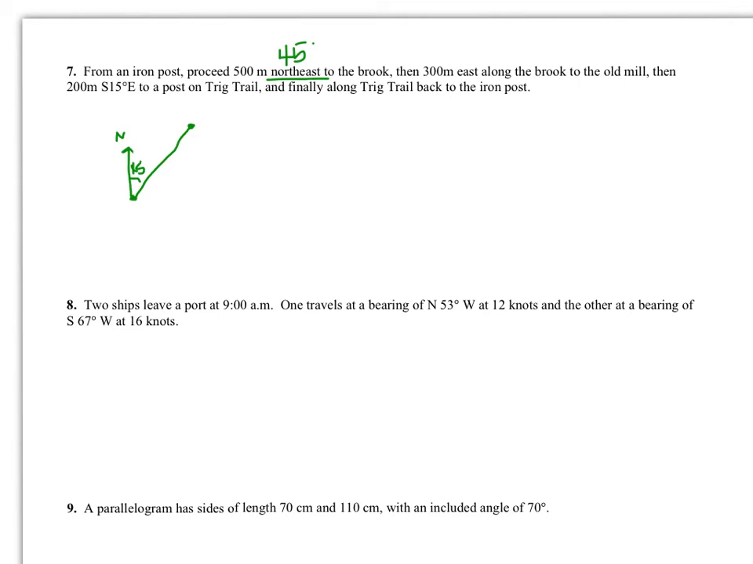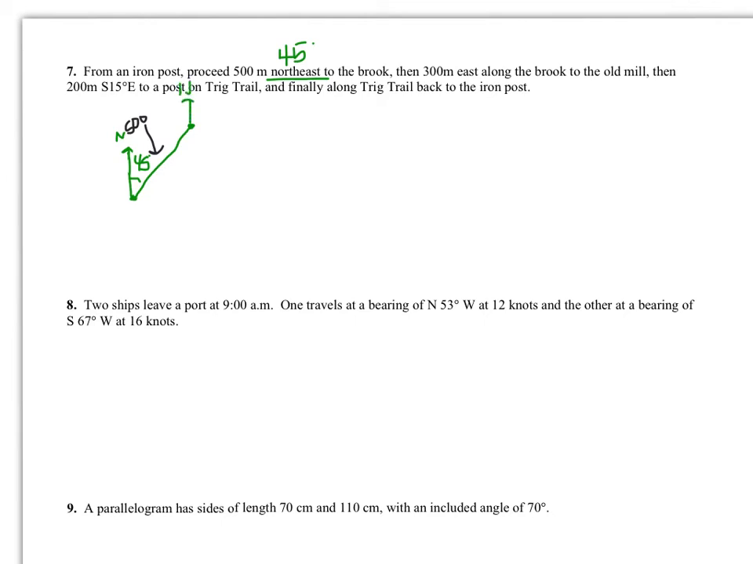Oh, that's hard to read. My pen is not agreeing with me today. All right, 45. There we go. And that distance is going to be 500 meters. So hopefully you guys can write that in there a little bit easier. Once we get to the brook, it says proceed 300 meters east along the brook to the old mill. If we're changing direction, I'm going to have another north.